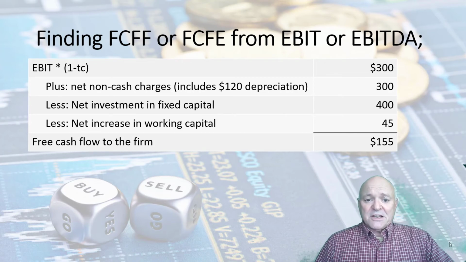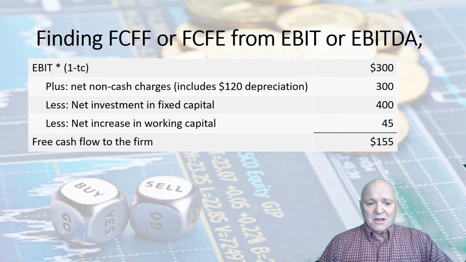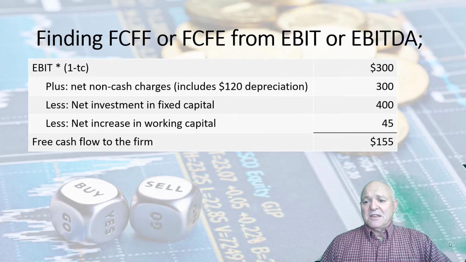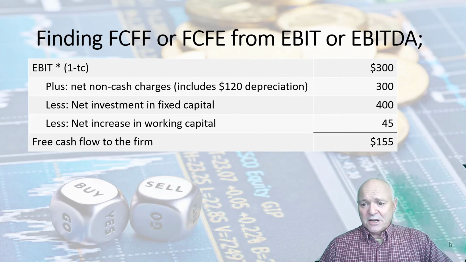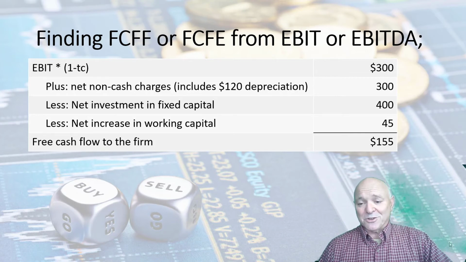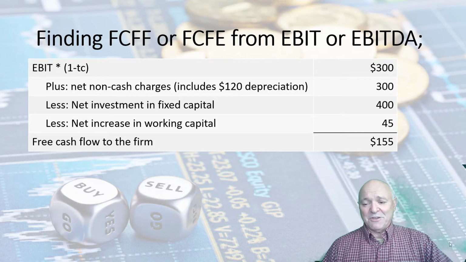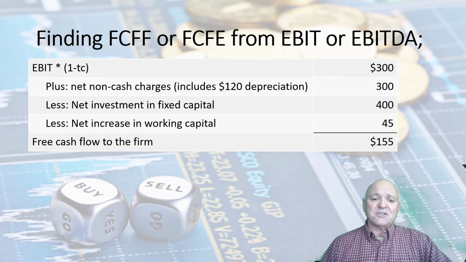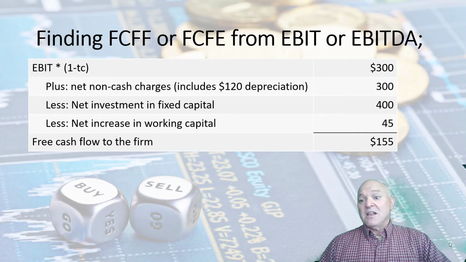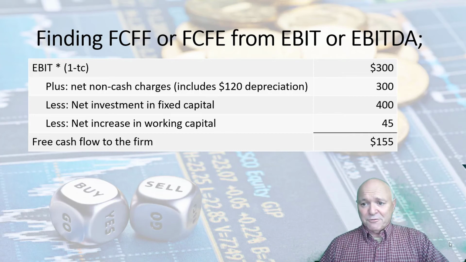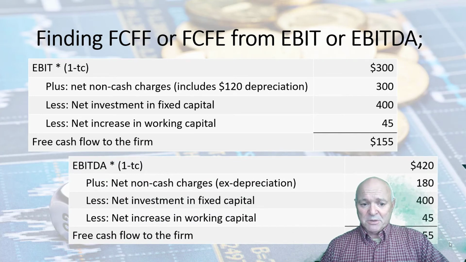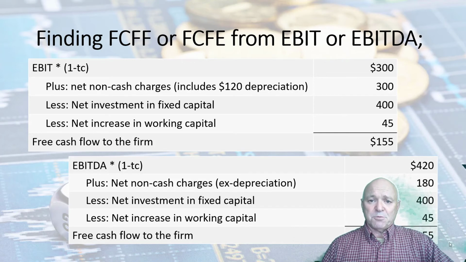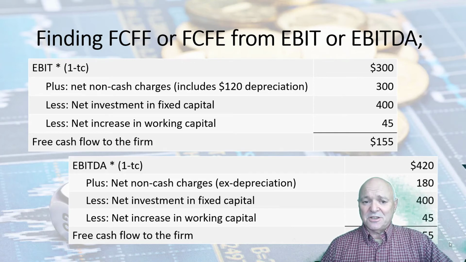We had net investment in fixed capital of 400 million and net increase in working capital of 45. So we take the 300, we add back the non-cash expenses, we subtract from that the investment in fixed assets and the investment in working capital, and that's where we get the free cash flow to the firm of 155. Now we could also, if we only had EBITDA information, do pretty much exactly the same. In this case, EBITDA is greater because the 120 million in depreciation is added to the after-tax EBIT.